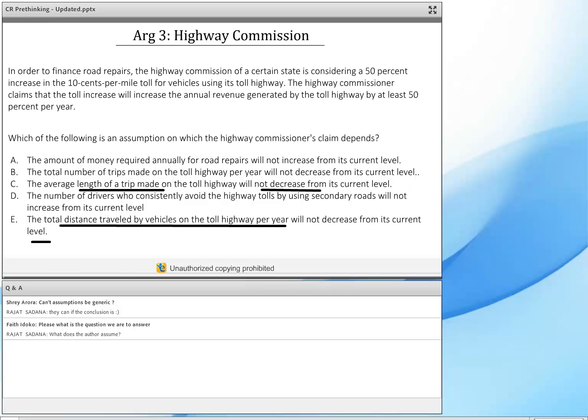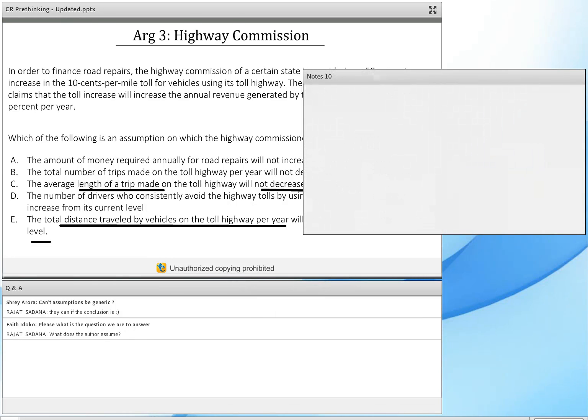let me just put in my notes pod. Here is my notes pod over here. What is the total number of miles equal to? Let me make it larger so that it's easy for you to see. The total number of miles is average length of trip multiplied by total number of trips.